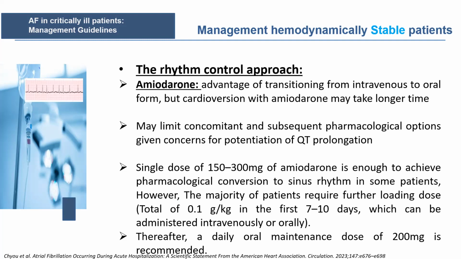The dose of amiodarone is a single bolus dose of 150 to 300 milligrams to be given over 1 hour. This is to be followed by 0.1 gram per kg for maintaining the loading dose over the first 7 to 10 days. And then in the atrial fibrillation scenario, you will continue on a maintenance dose of 200 milligrams oral daily.